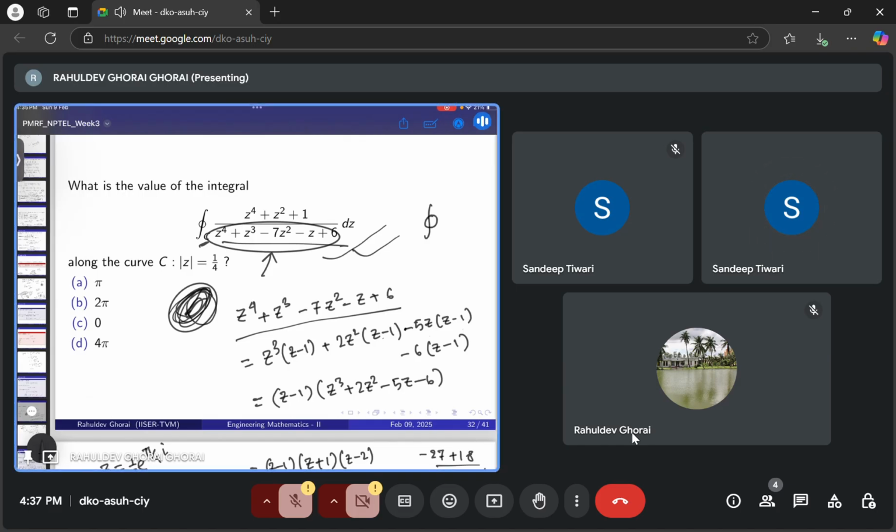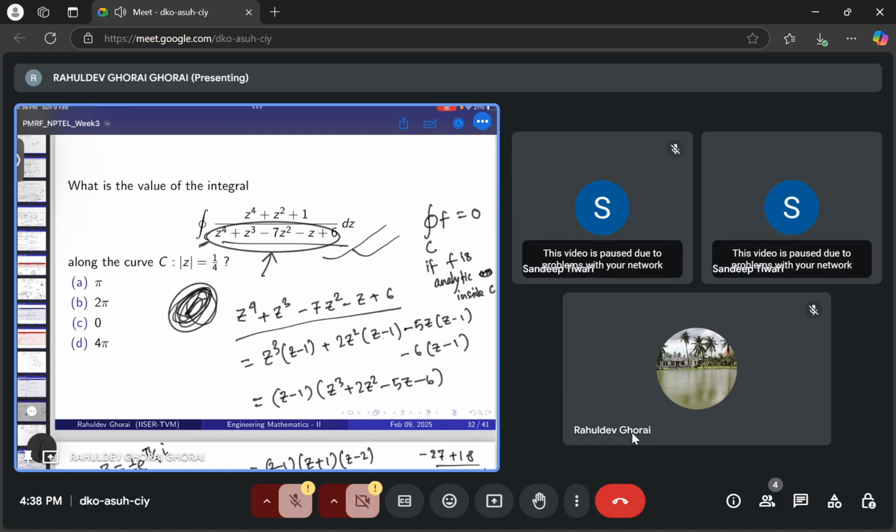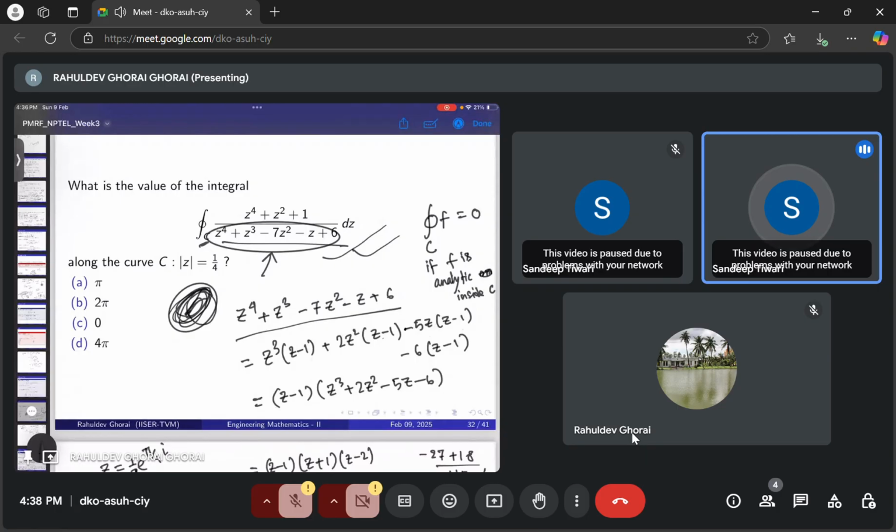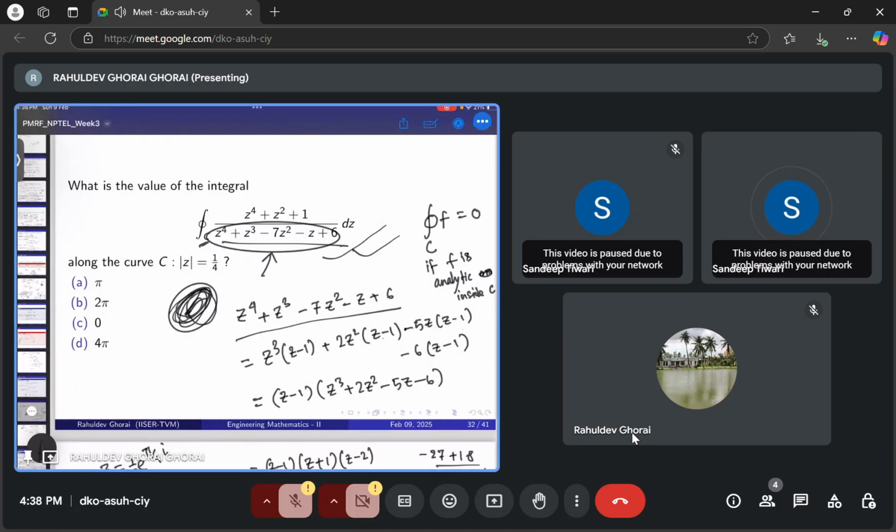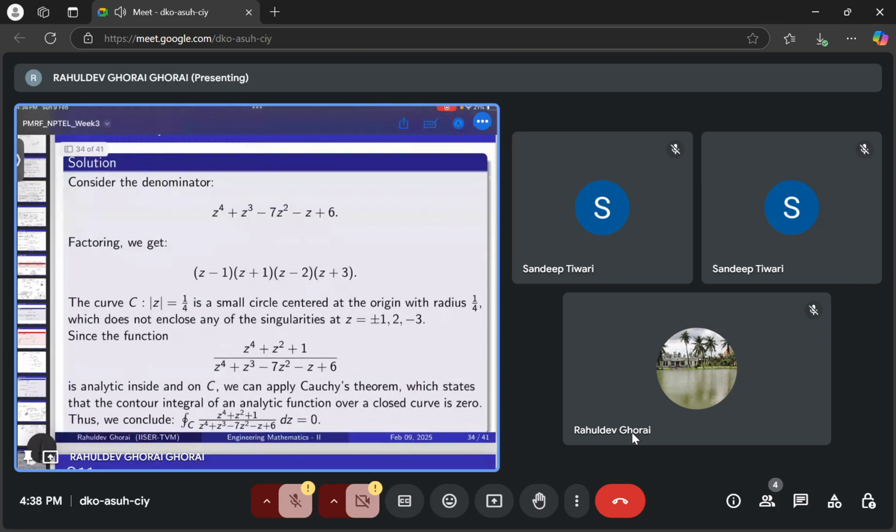This quantity is equal to zero on C if f is analytic inside and along the boundary of the curve C. Here you have no singularity, since the function is analytic inside and on C. We can apply Cauchy theorem, which states that the contour integral of an analytic function over a closed curve is zero. Thus, we conclude this is equal to zero.